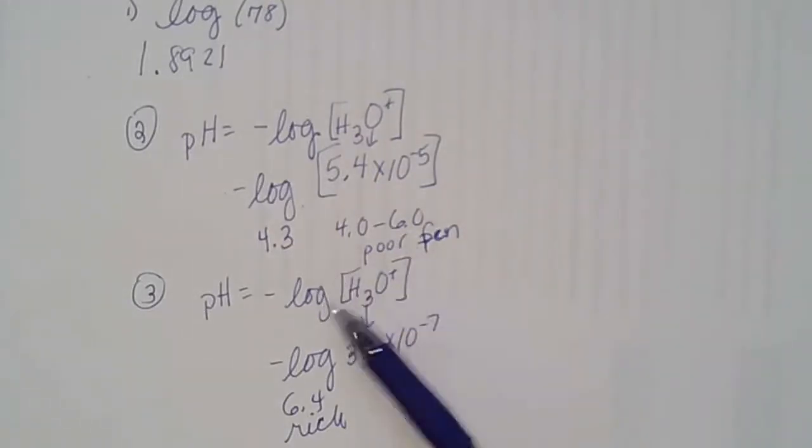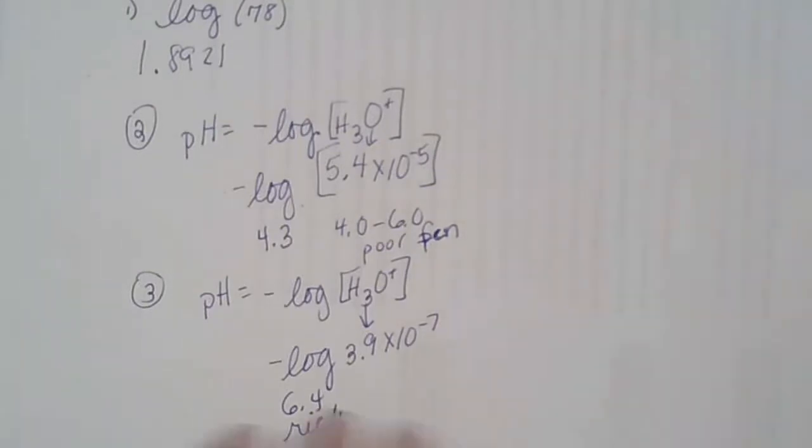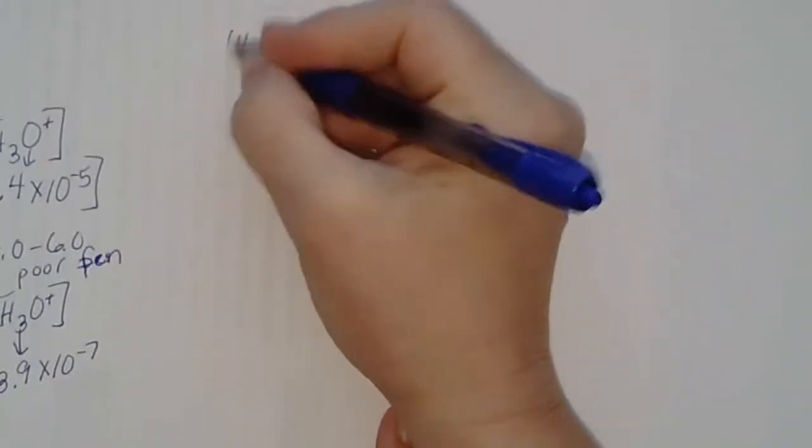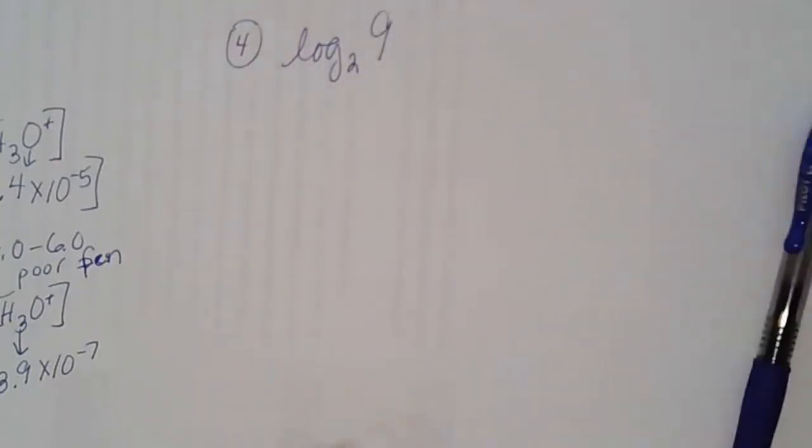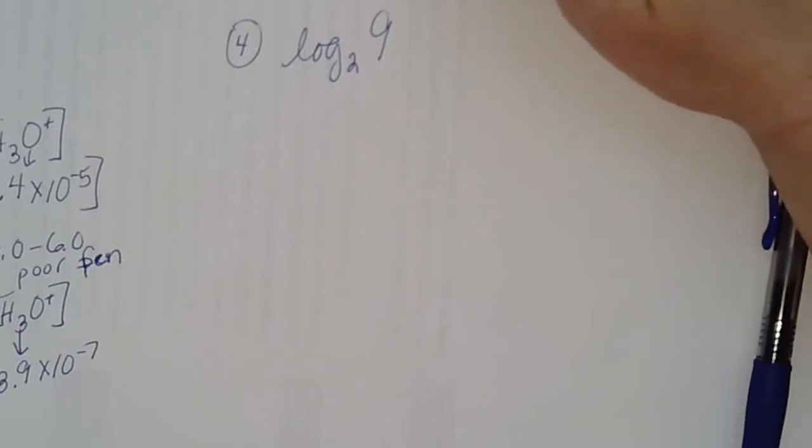All right, the next question is using the change of base rule. This is question number 4 in your sample homework. And it says log base 2 of 9. That's how we would read that. Log base 2 of 9. And it says round to 4 decimal places because it's not going to come out perfect.